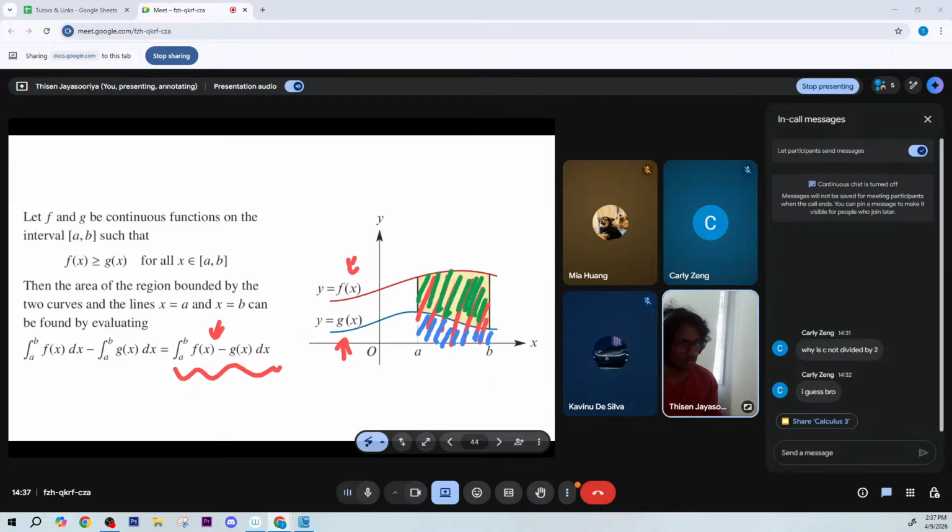Does that make sense logically? To find the area, I just take one area away from the other. Is that all good? Does that make sense, the logic behind that? It's all very graphical. It's very nice. Very chill.